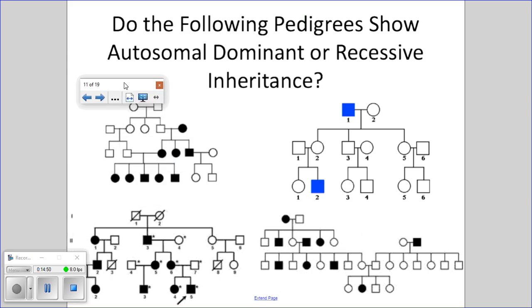Now, have a look at the following pedigrees. Do they show autosomal dominant or recessive patterns of inheritance? So take a second, pause the video, and look to figure that out, and then we'll discuss it.